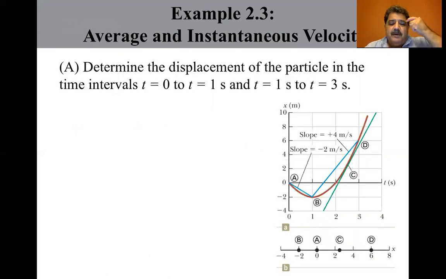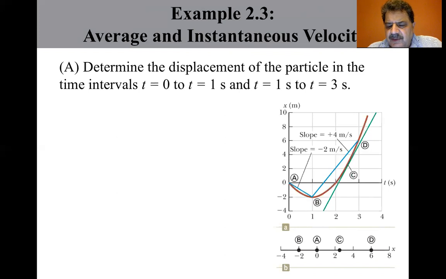Determine the displacement of the particle in the time interval t equals 0 to t equals 1 second, and t equals 1 second to t equals 3 seconds. Now, from the graph, let's form a mental representation of the particle's motion. Keep in mind that the particle does not move in a curved path in space, such as that shown by the red-brown curve in the graphical representation. The particle moves along the x-axis in one dimension as shown in the lower figure. Below that graph, you see the points A, B, C, D, that's in part B of the graph.